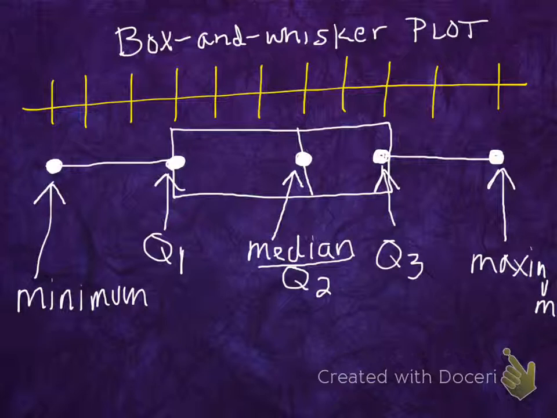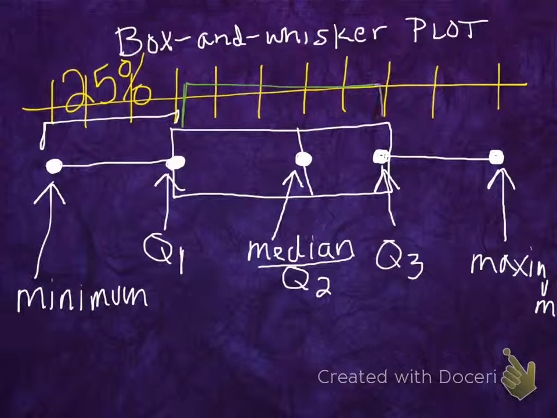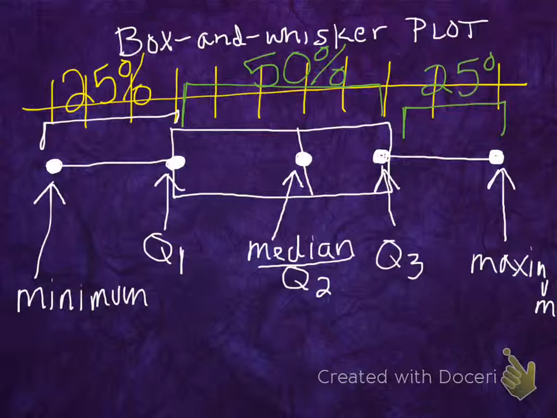Some more things that you can read on the box and whisker plot is that your data is split into four different chunks, meaning each part is going to be 25% of the data. From the minimum to Q1, that's going to be 25% of the data. From Q1 to Q3, that's going to be 50% of the data. So the box consists of the middle 50% of the data. And then the top whisker is going to be 25% of the data.